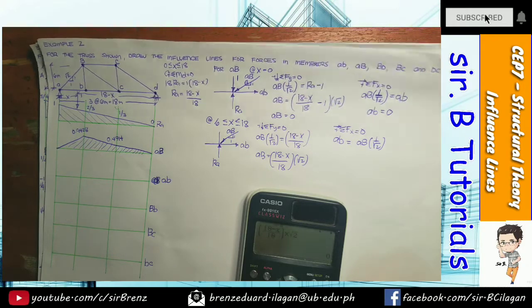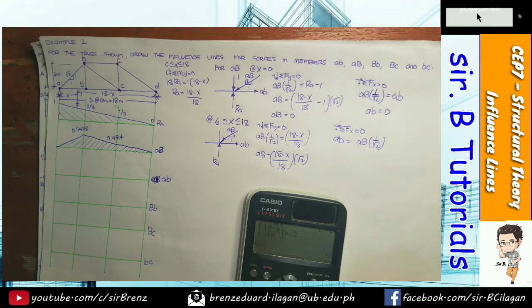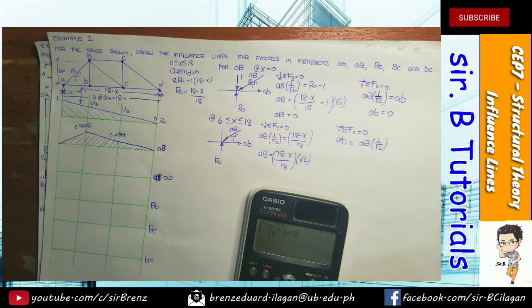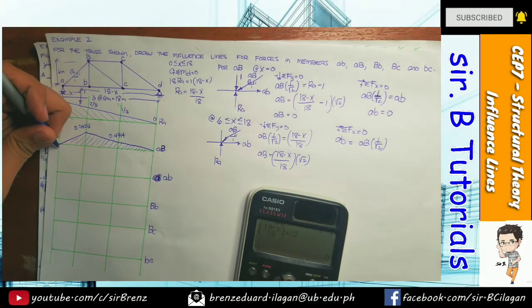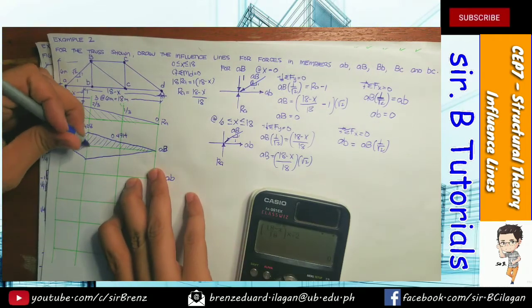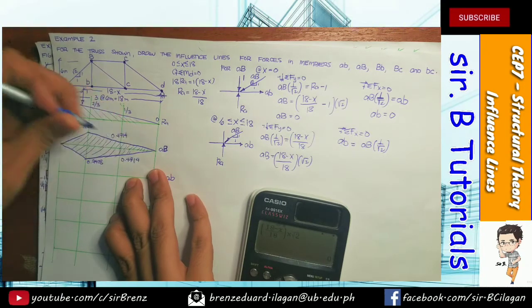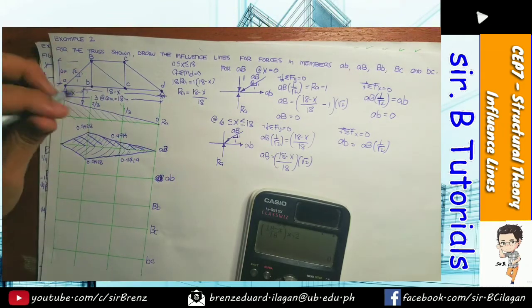And then next will be, kaso compression to, dapat pala baligtad. Guys, dapat to nasa baba. Nasa baba kasi compression siya. Ganito pala siya dapat. 0.9428 and then 0.4714. Basta nasa baba siya since compression siya.